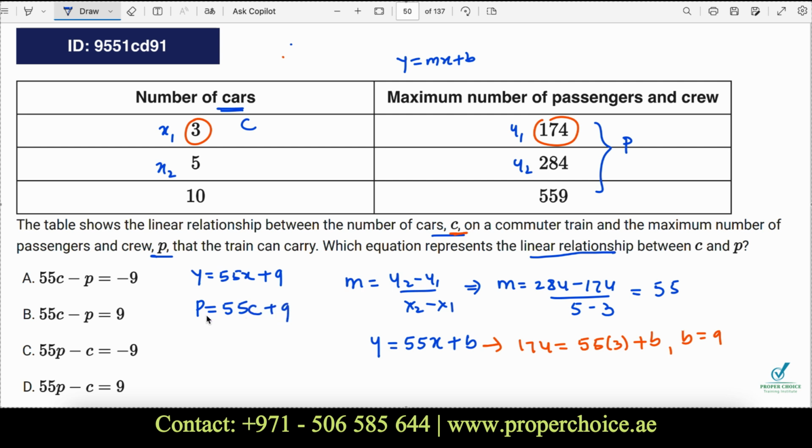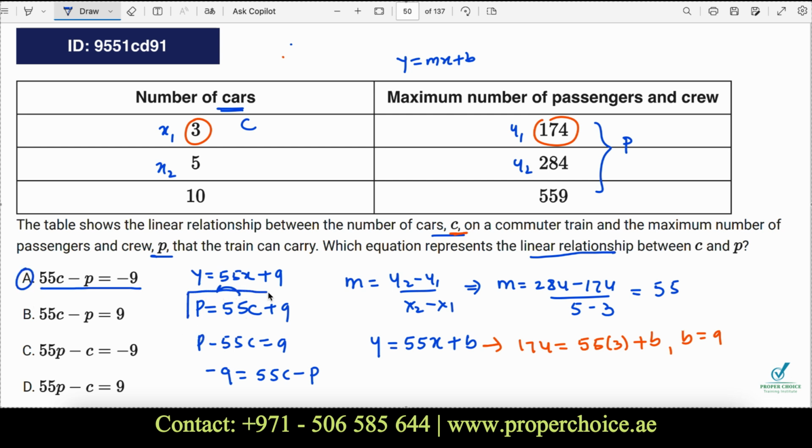So how do we rearrange it? You can take this to the other side, so we can say P minus 55C equals 9, or what else can we do? I can take P to the other side and 9 to the other side. In short, we can write it as minus 9 equals 55C minus P. So which equation can be written like that? 55C minus P equals minus 9 makes sense with option A. This is the actual answer.